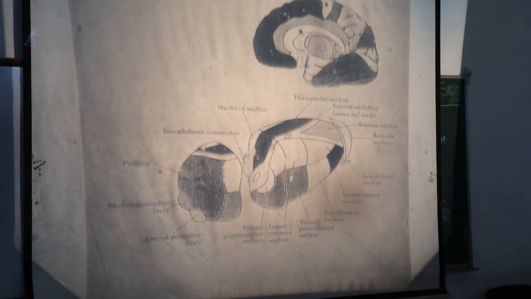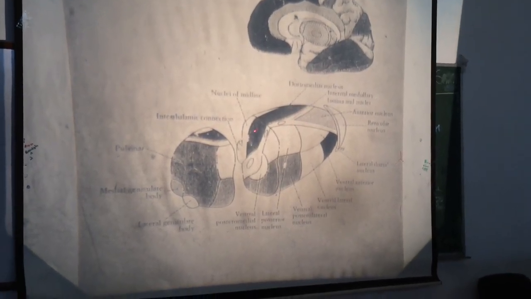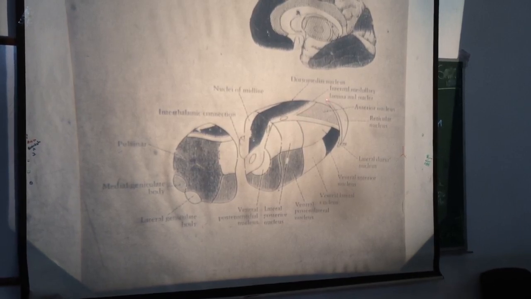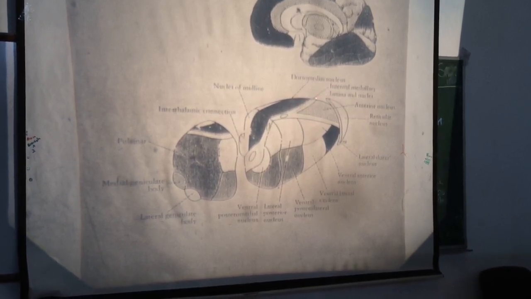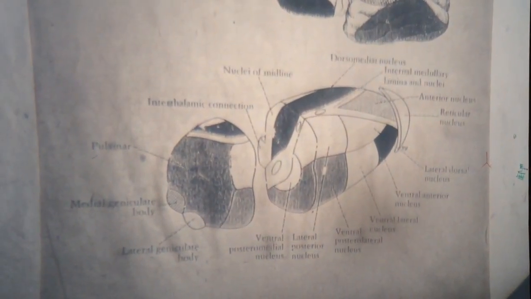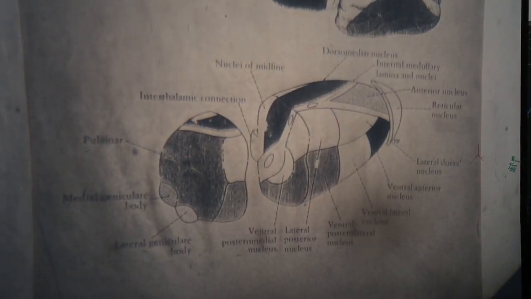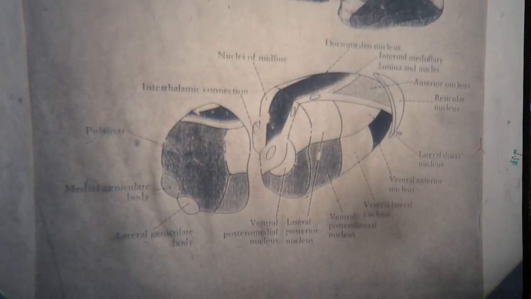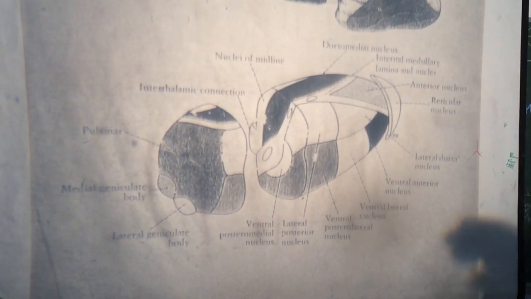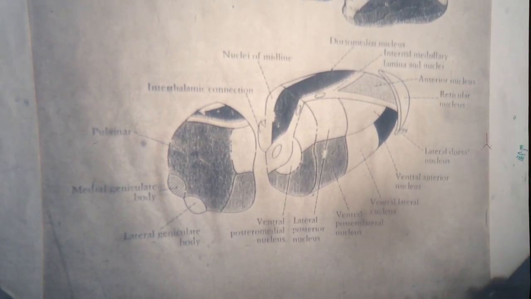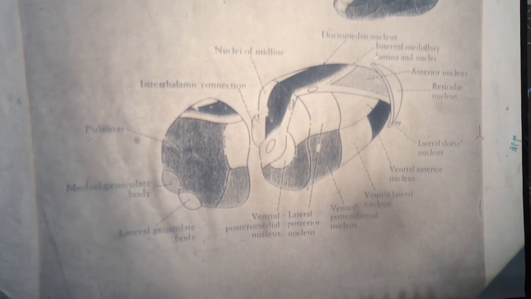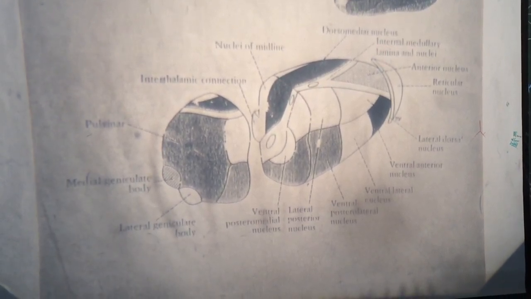In the thalamus, there is a Y-shaped internal medullary lamina. It divides the thalamus into three parts. The thalamus is divided into three parts by a Y-shaped layer of white matter, which is called the internal medullary lamina.